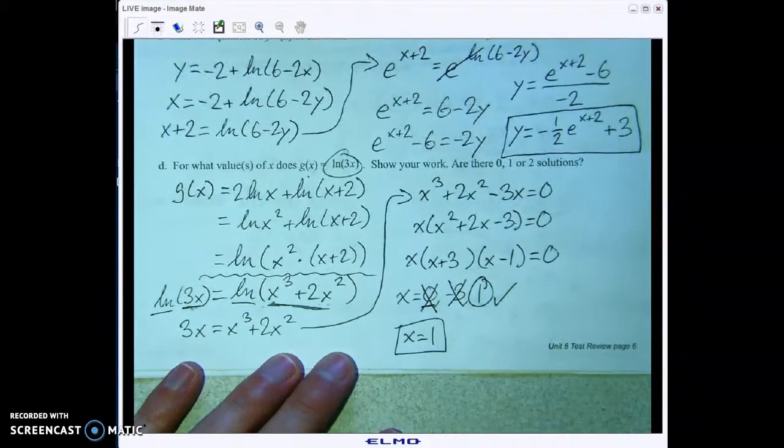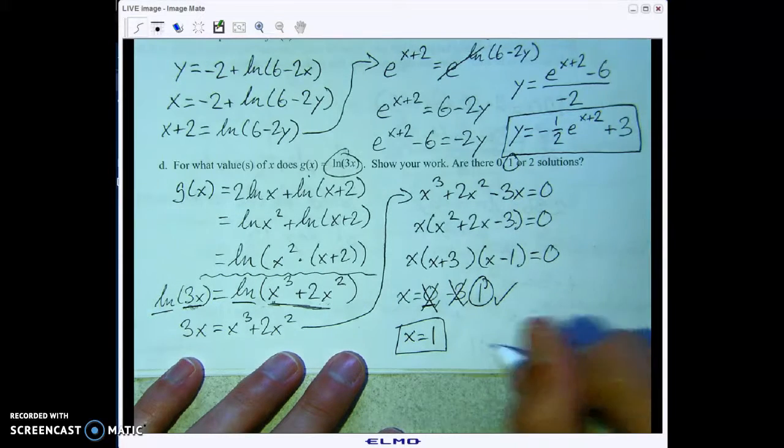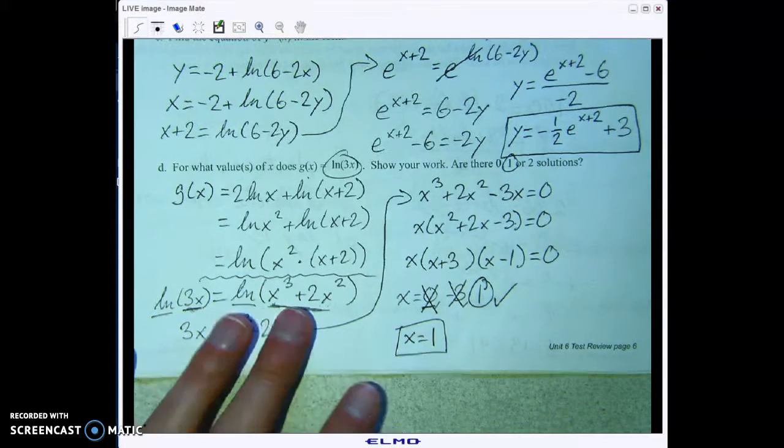And to answer the question, are there 0, 1, or 2 solutions, then we know that we have only one solution. All right, and that's it for the Unit 6 test review, guys.